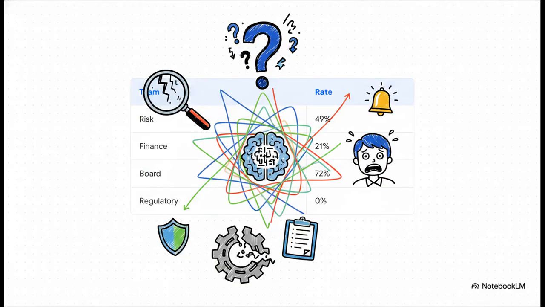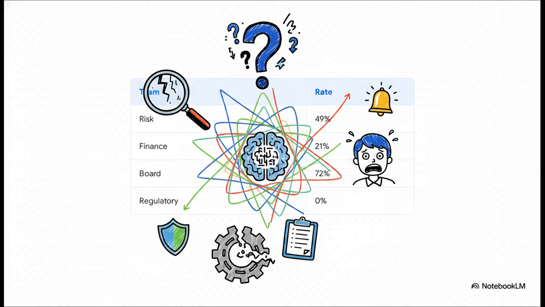Okay, let's dive into this because this is where the mystery really deepens. The risk team comes back reporting a default rate of 49%. The finance team, they report 21%. The board's report shows a frankly terrifying 72%. And the regulatory team, they file a very neat, very tidy 0%. Now, keep in mind, this isn't some hypothetical academic exercise. This is the actual reality inside massive financial institutions worldwide.